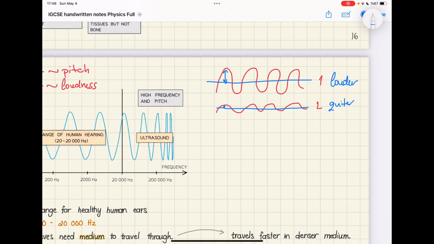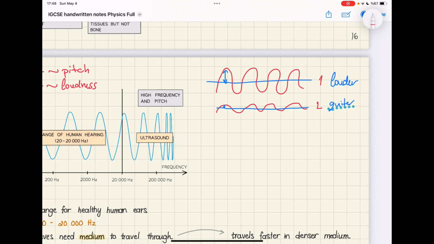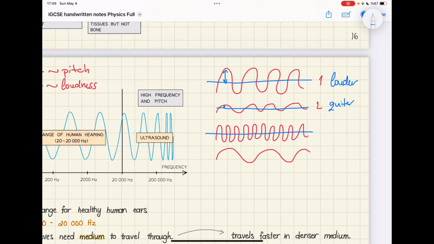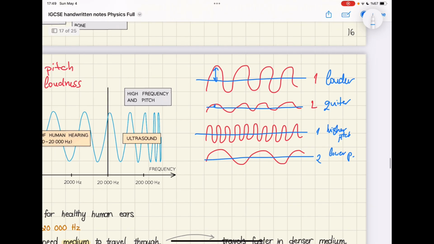Okay, now let's do another example. Let's compare a higher pitch and a lower pitch sound. Here I'm going to have the same amplitude, but this time I'm going to have a different frequency, and we can see this, right? So if this is 1, this is 2, the one above will have the higher pitch and the other a lower pitch. Let's not forget this.